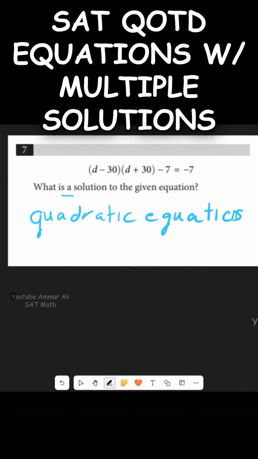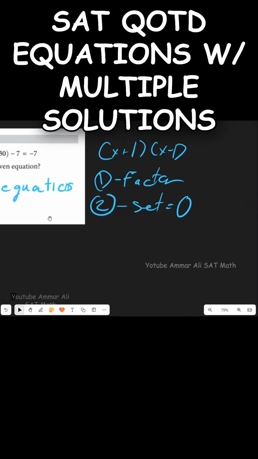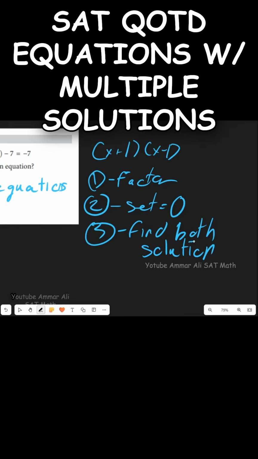Well, we first always have to do what? We have to factor, right? Factor, and then two, we have to set equal to 0, okay? So those are the two things we want to keep in mind when solving quadratic equations, right? And then there's actually a third step that I'll show you, and once you have the third step, you just gotta find both solutions, right? Usually you would only have to deal with two, but sometimes they might give you three.